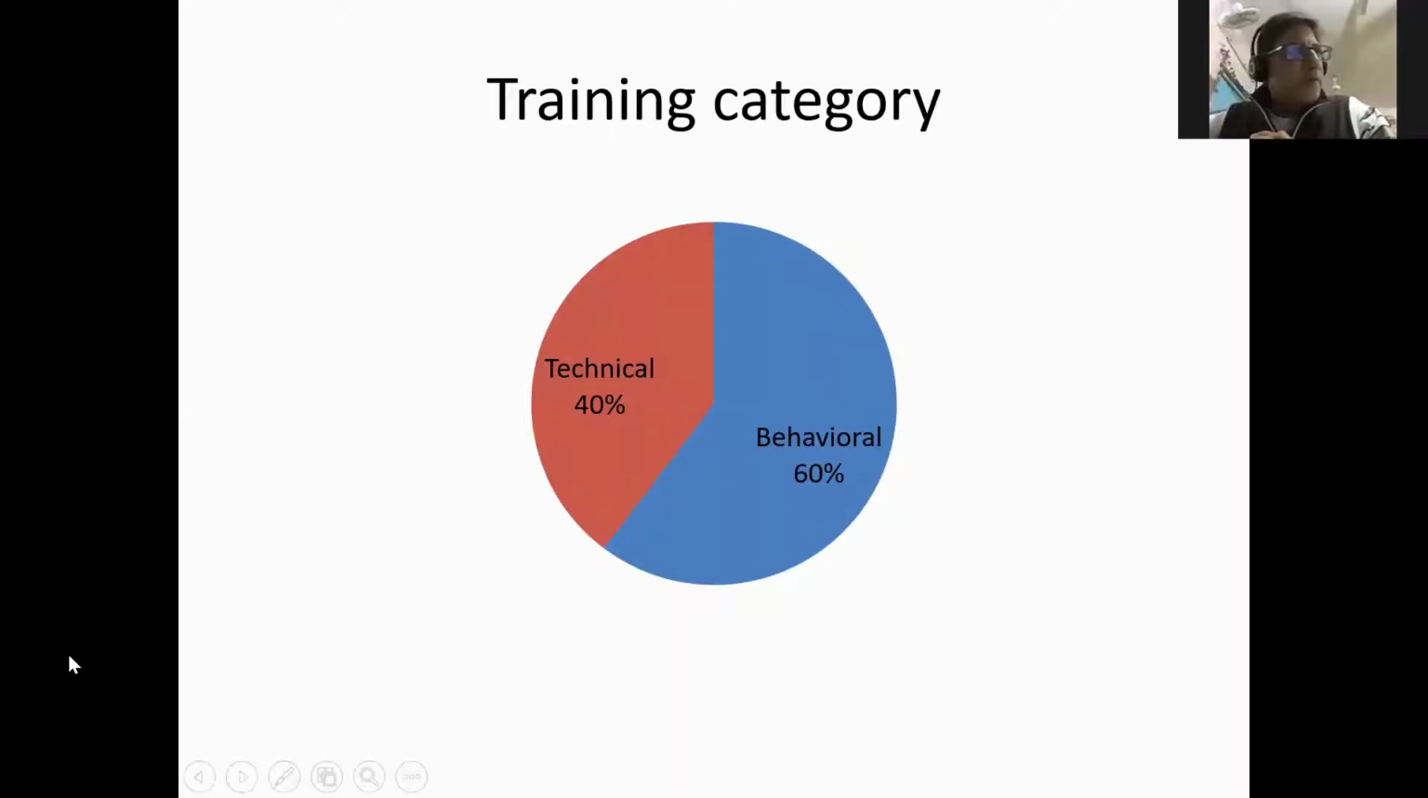This is another view of the analysis that comes from the same tracker. It tells the total number of trainings, and how they are categorized between technical and behavioral, and one can clearly see that 60% is behavioral training. So if the organization wants to hire some trainers, they know what kind of trainers they want to hire. They want to hire behavioral trainers because that has a higher weightage in terms of training. So this is how the data can be used to make meaningful business decisions. If I may have you move to the next slide.